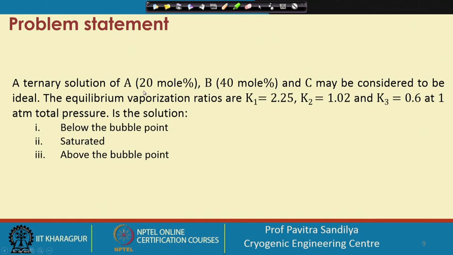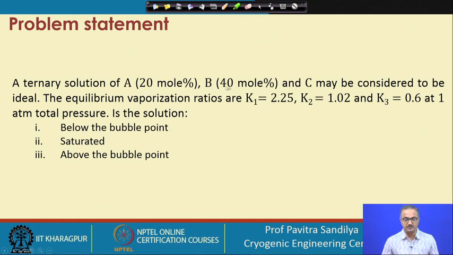Here the mole percent of A is 20, the mole percent of B is 40, and we can now deduce the mole percentage of C by subtracting this 20 plus 40 from 100. That means this is 60, so C is 40 mole percent, and here we are given the equilibrium ratios as 2.25 for K1, K2 is 1.02 and K3 is 0.6.